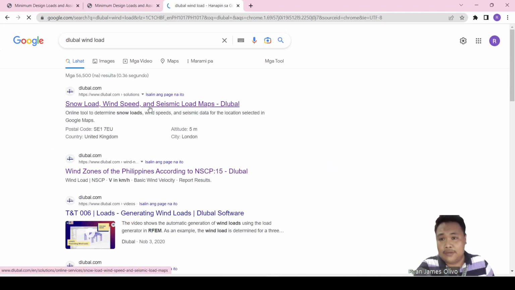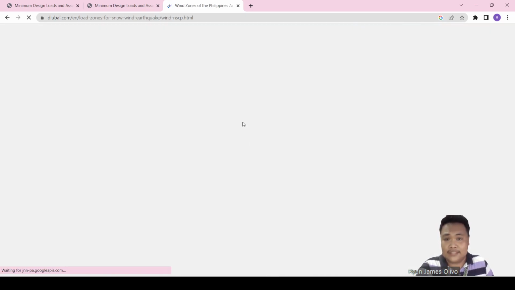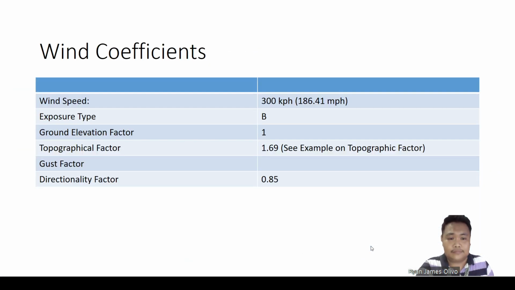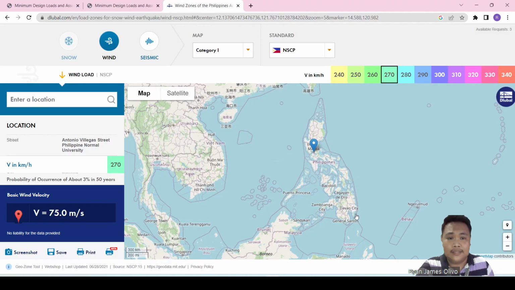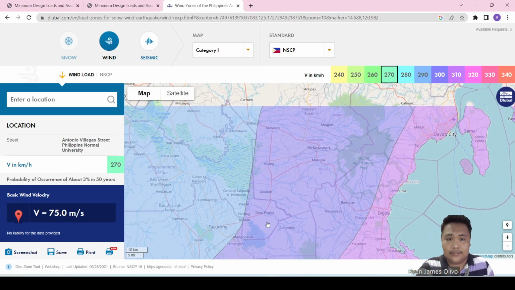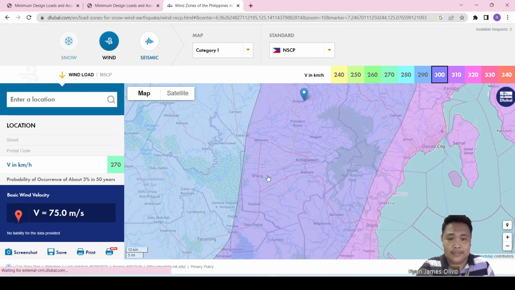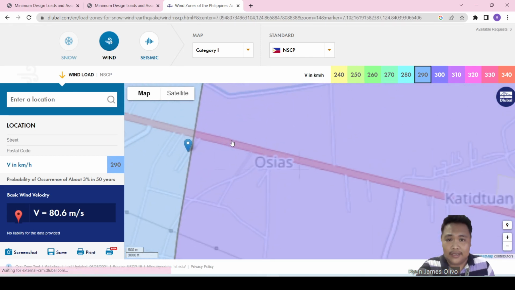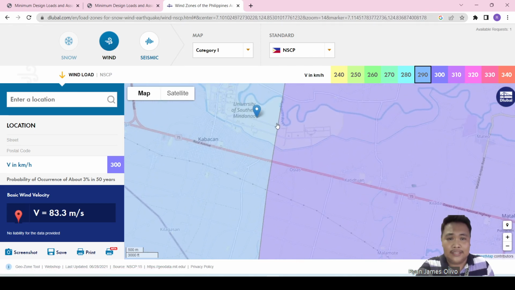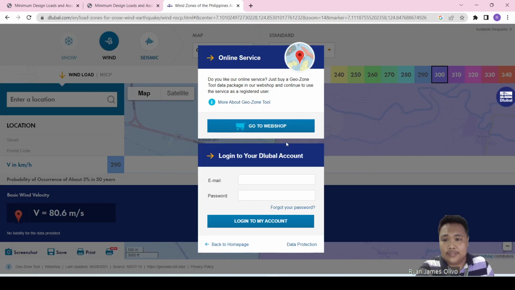This is what I'm talking about, the wind zones in the Philippines. Let's see if this is 300 kph. Let's double check. This one, Kabakan, North Cotabato. As you can see here, this part is 300. So in Kabakan it is 300, so we assume it is 300. I can also assume 290, but I just want to assume 300.